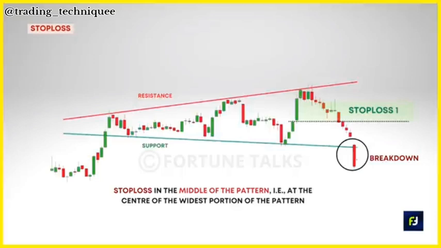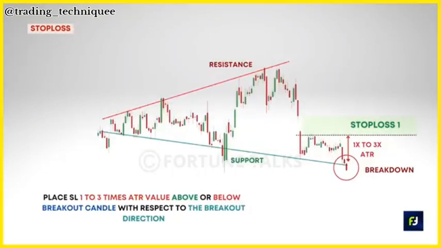One way to counter this issue is to place your stop loss in the middle of the pattern, that is at the center of the widest point of the pattern. So if you are very aggressive with your stop loss, you could even place the stop loss with respect to the breakout candle, provided you give enough breathing room for the price action to happen. This can be achieved if you place your stop loss by adding some buffer with anywhere from 1 to 3 times the ATR value.